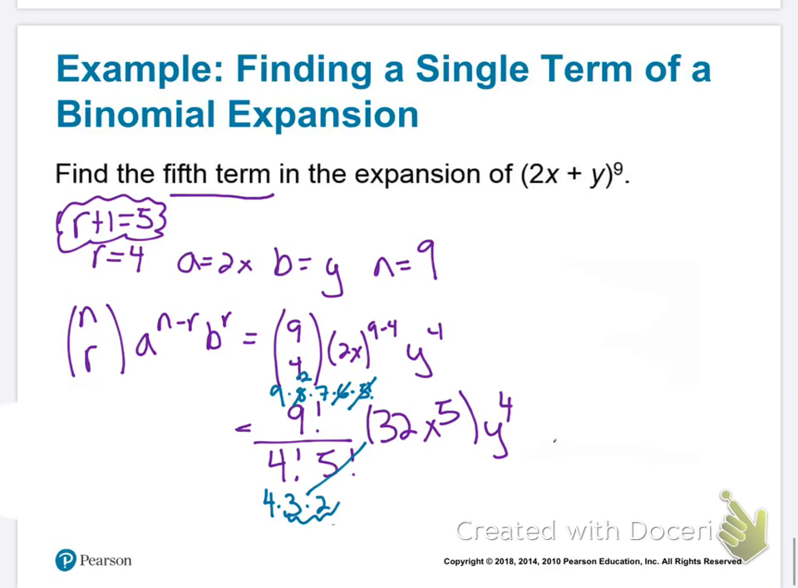I'm going to check my math again. Okay, give me 1 second while I check my math. Okay, that's what I get for not clearing out my calculator. So that still all equals 4,032 x to the 5th, y to the 4th. Okay, so this is our answer to this one. We're going to do one more, try it yourself, and then we're going to be done for the day.